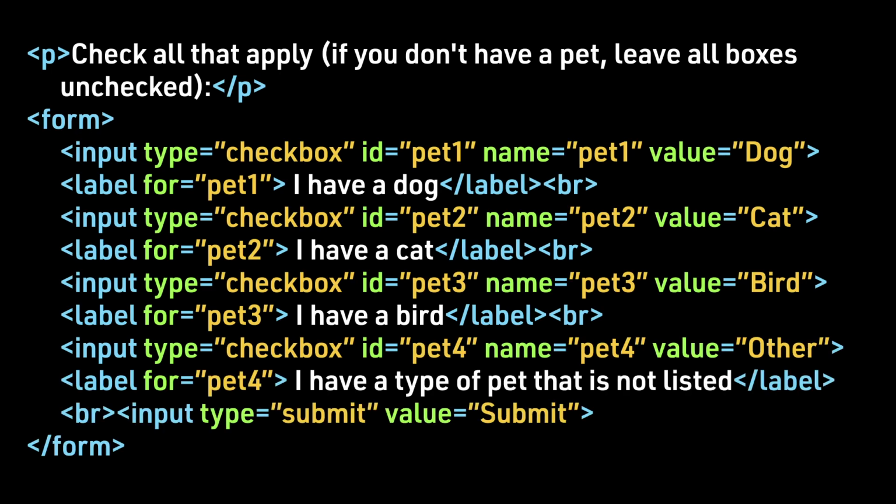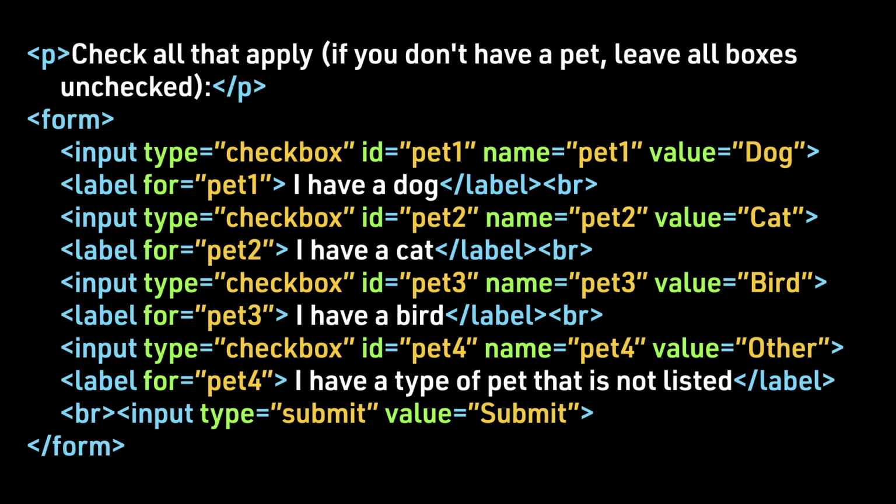P opening tag. Check all that apply. If you don't have a pet, leave all boxes unchecked. P closing tag. Form opening tag. Input type checkbox, ID pet1, name pet1, value dog. Label for pet1, I have a dog. Label closing tag, break. Input type checkbox, ID pet2, name pet2, value cat.